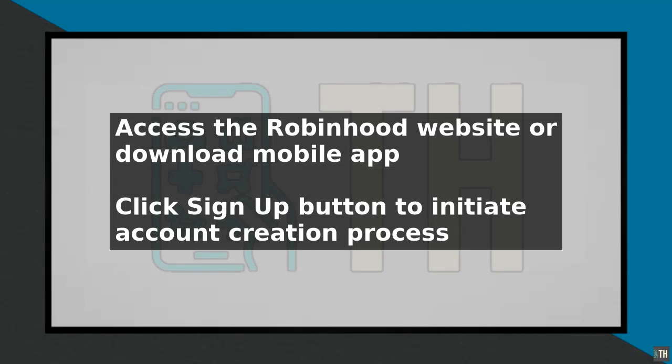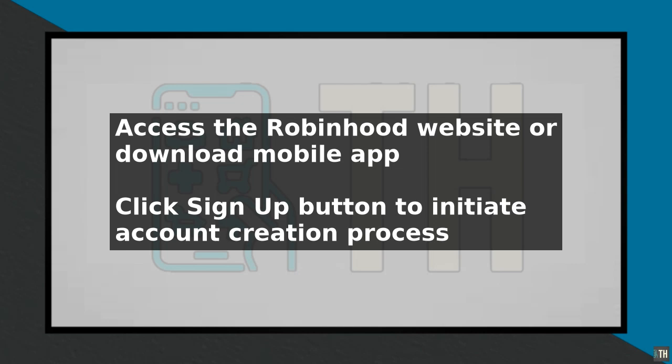Setting up a Robinhood account is a straightforward process that can be completed in a few simple steps. To begin, go to the Robinhood website or download the Robinhood mobile app from the App Store or Google Play Store. Once you have accessed the platform, click on the Sign Up button to initiate the account creation process.